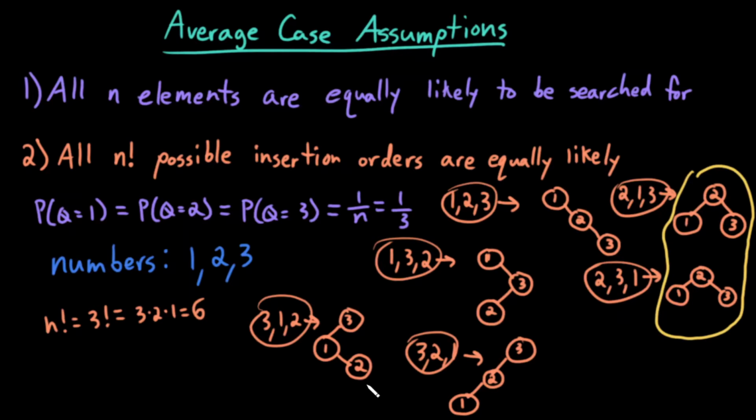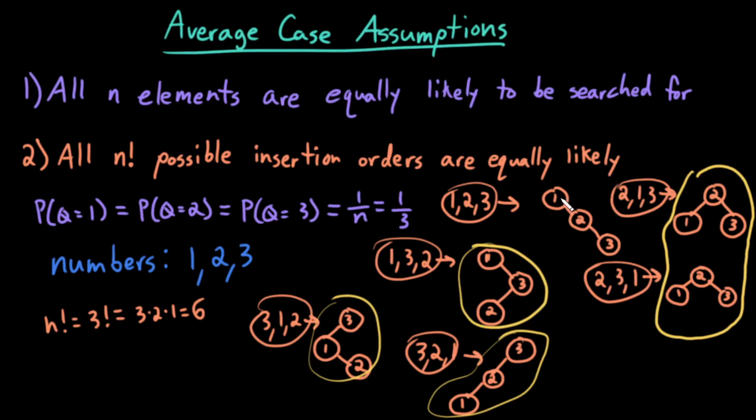So in this example, I have 1, 2, 3, 4, 5 unique tree shapes, but this tree shape is twice as likely as the other ones because there were 2 different insertion orders that gave rise to it.